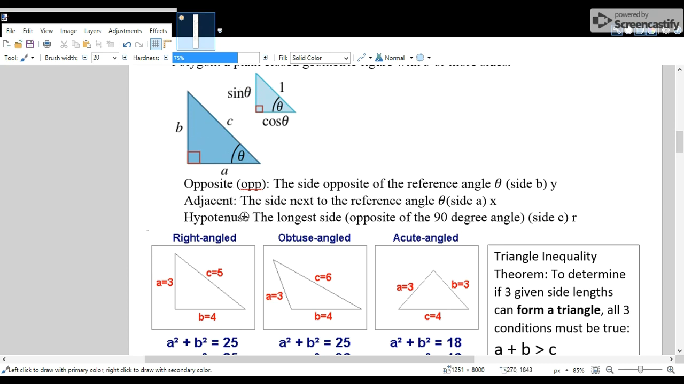Adjacent, abbreviated ADJ, is the side next to the reference angle. That's usually called side A, also known as X. You can also say cosine theta. And then the hypotenuse, abbreviated HYP, is the longest side, and it's opposite the 90-degree angle. It's also known as R, and a lot of times it's 1 if you're referring to a unit circle.